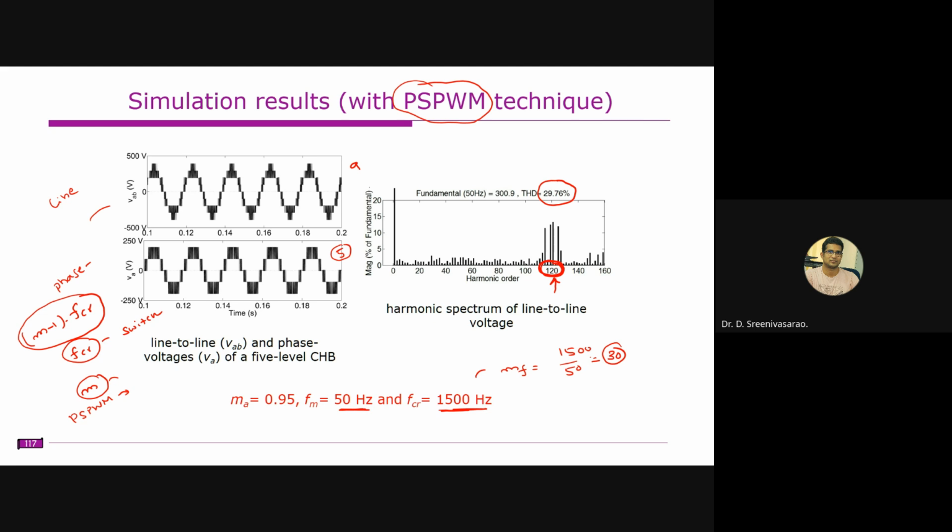Here, FCR corresponds to 30, but it is M minus 1, that is 5 minus 1, which is 4. So this corresponds to 120, and you have this 120. So it is M minus 1 into MF. Right? So the inverter effective frequency is M minus 1 times MF, but each switch is operating at a frequency of FCR.